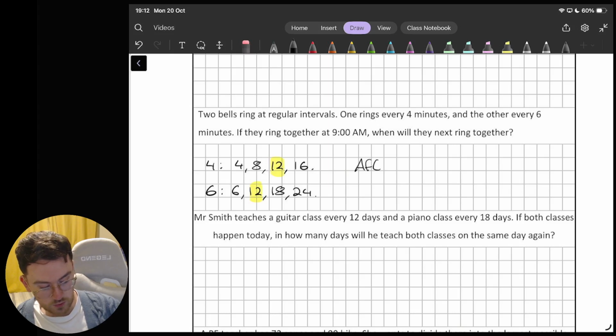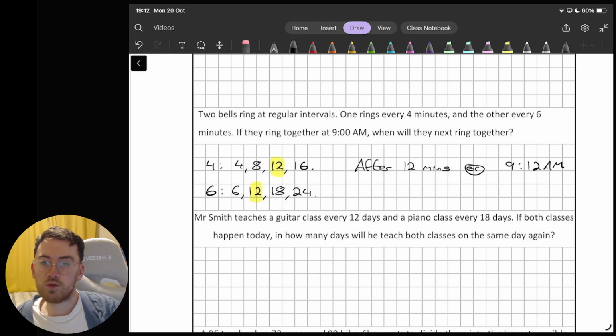So we could say after 12 minutes, they will line up again, or we could say at 9:12. So the idea there is that one bell is ringing every 4 minutes, so 9:04, 9:08, 9:12. The other rings at 9:06 and then again at 9:12. So since they both rang together at the start, we just need to find that next common multiple.